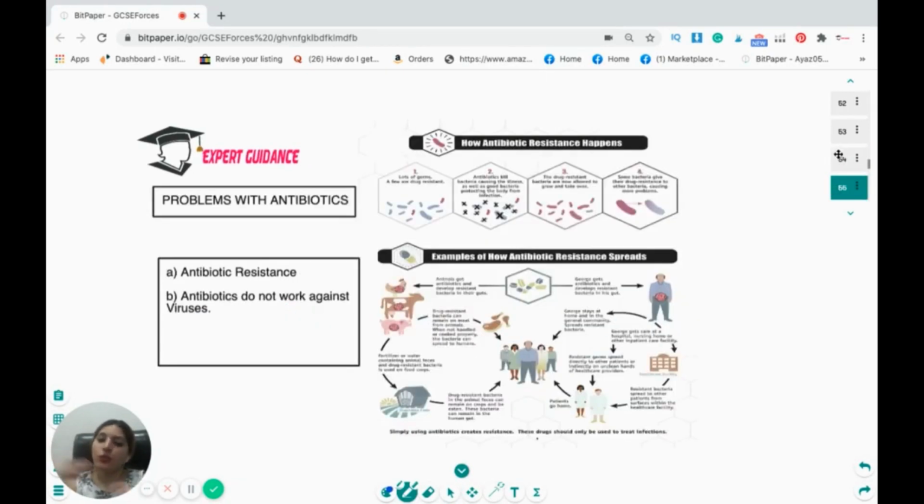Okay, now we discussed at the start that there's a problem with antibiotics called antibiotic resistance. Now, what happens in antibiotic resistance?